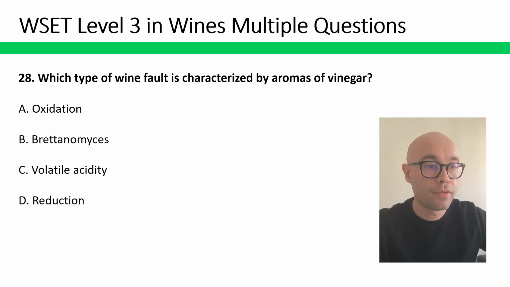Which type of wine fault is characterized by aromas of vinegar? Oxidation, Brettanomyces, volatile acidity, reduction. The correct answer is C, volatile acidity. The wine smells like vinegar.